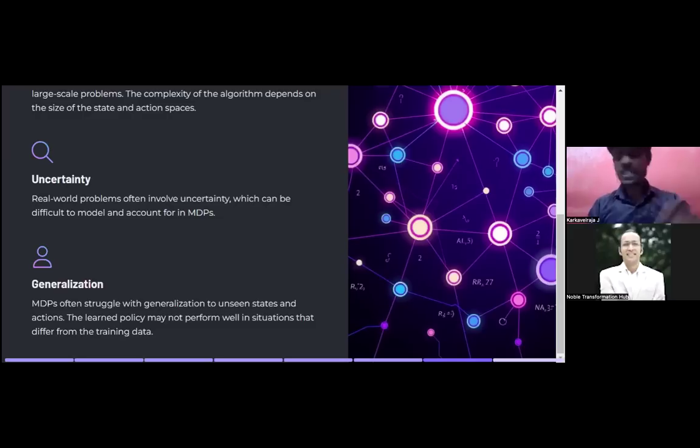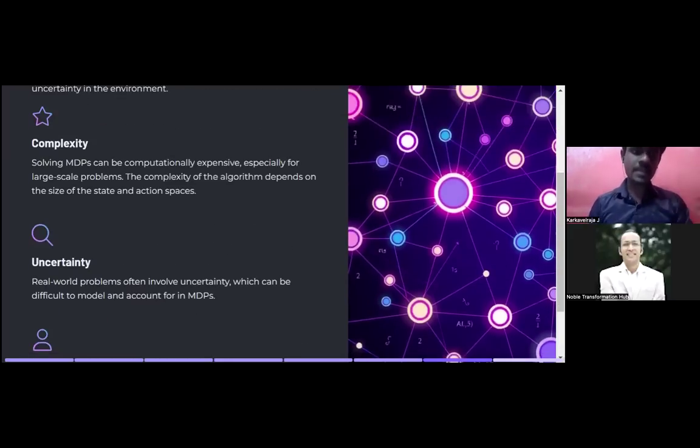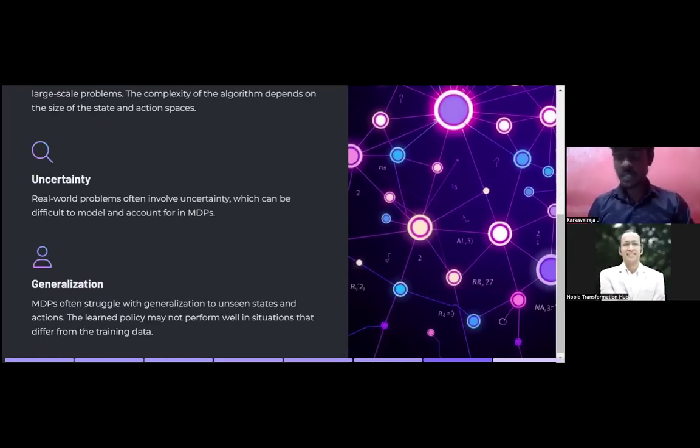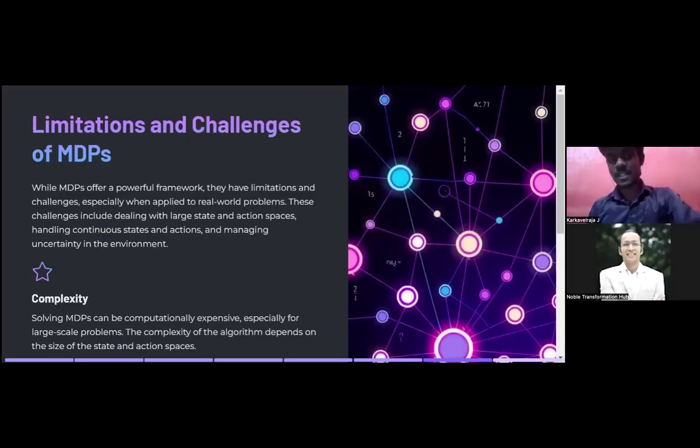Okay, so these are the limitations. It is complex, it is uncertain, and it struggles to generalize. That's the reason we will be going for reinforcement learning. It's a new way beyond the Markov decision process. Okay, yeah, that's all about the limitations and challenges of MDP. Yeah, sir, over to you.